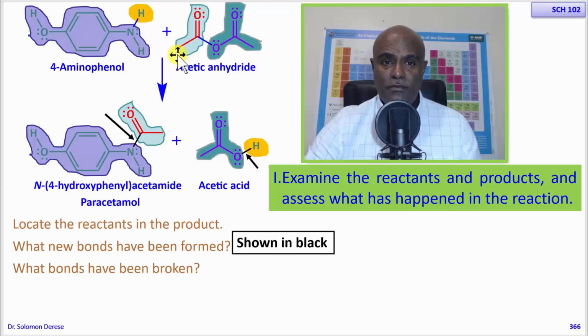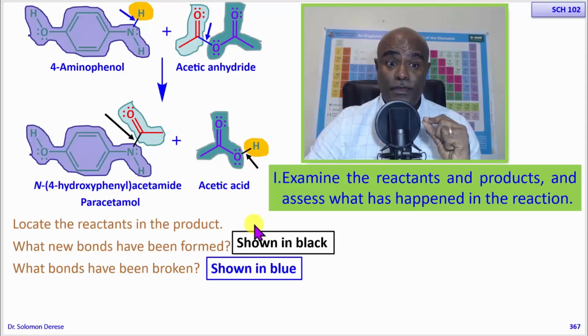The other bond that is broken, so this one, it came and attached itself here. When it did that, it separated itself from the other part of the acetic anhydride. So the other bond that is broken is this one. These are the new bonds that have been formed and the old bonds that have been broken. This we manage to easily identify because we located the reactants in the product.